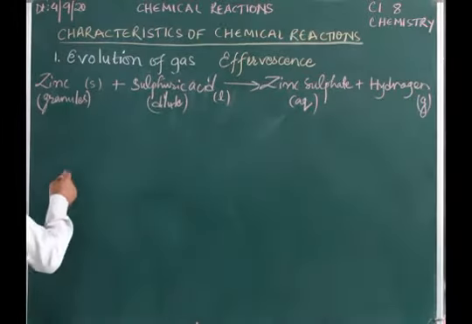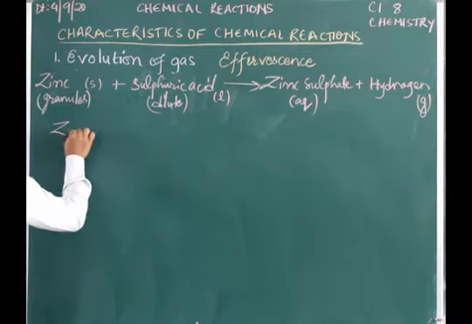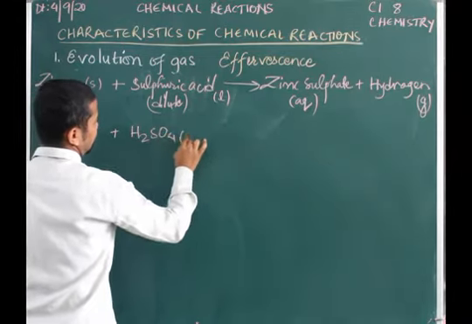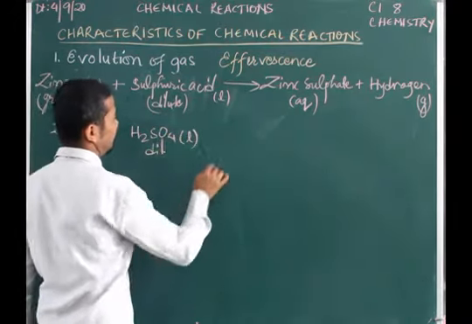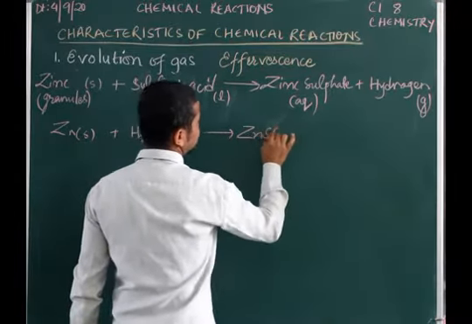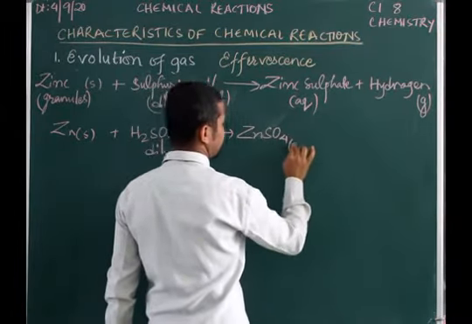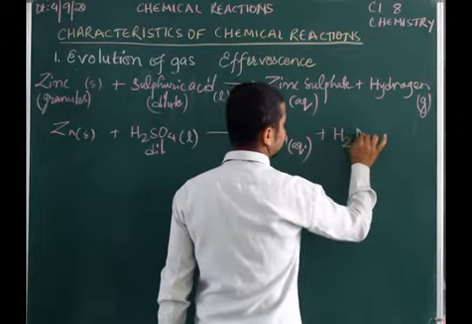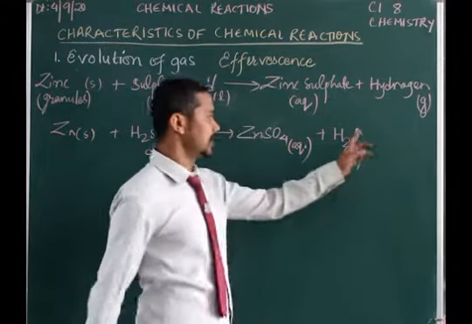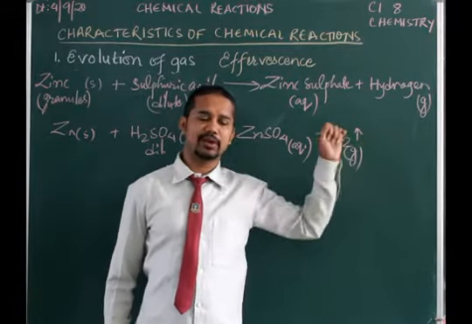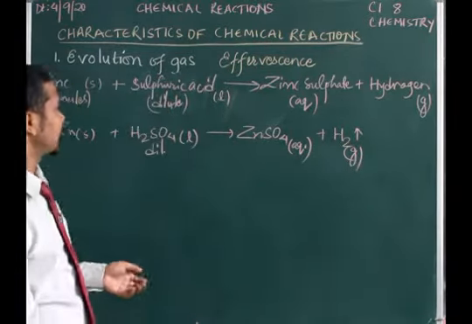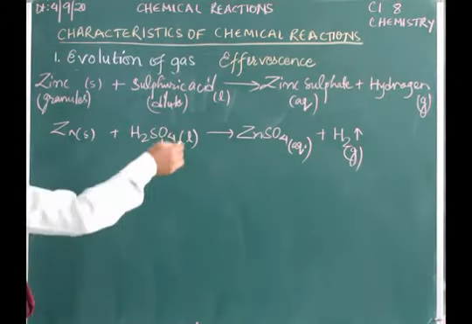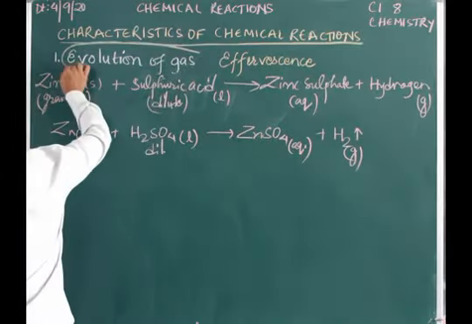So this is the word equation. If I have to write the chemical equation, it will be like this. Zinc sulfate, which is aqueous, means dissolved in water, plus hydrogen gas. Gas is represented by an upward arrow. So in this way, we can come to know that the chemical reaction has taken place. How can we know? Number one, by the evolution of gas.